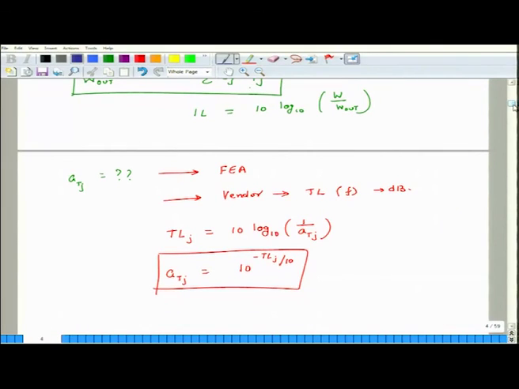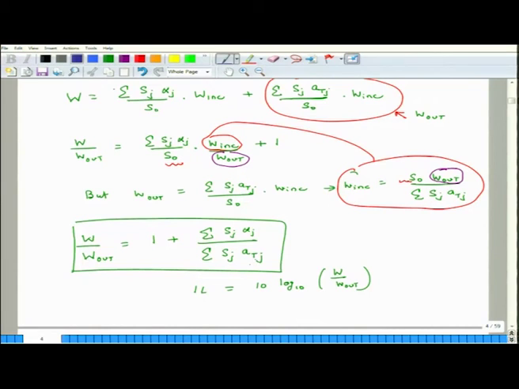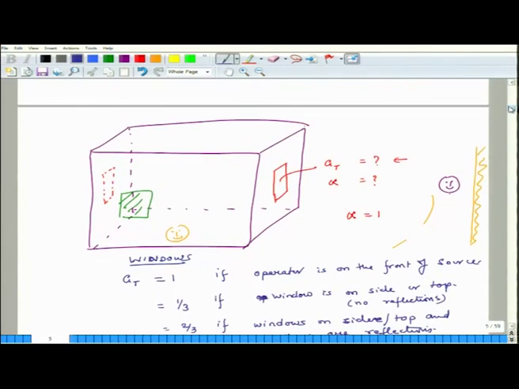Okay. So, with this understanding, I think we should be able to calculate the transmission loss of an enclosure, and we know how to find out alphas and also ATs, and if there are windows we want to design into our enclosure, we know how to account for those windows also.